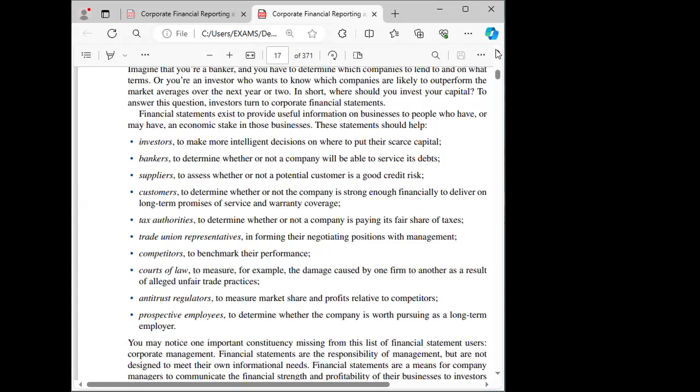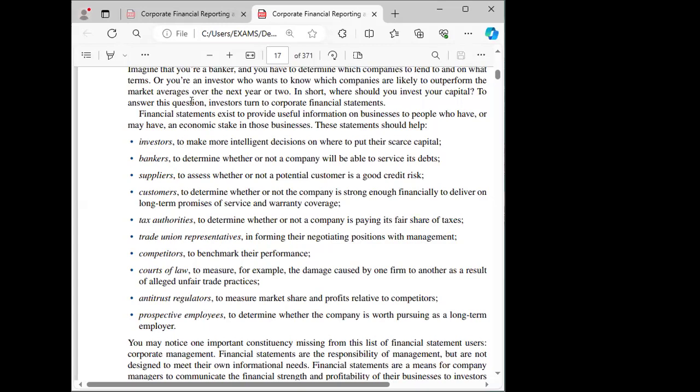Are we together? Yes. Okay. Any other question? If you have any question. Is it right to say that now we are looking at the importance of financial statements to the stakeholders?